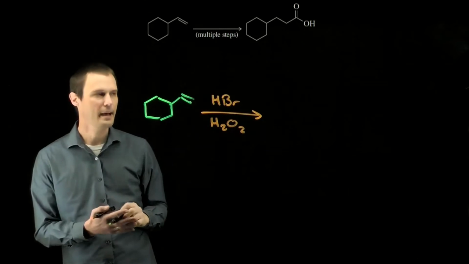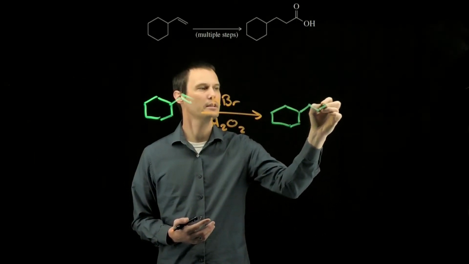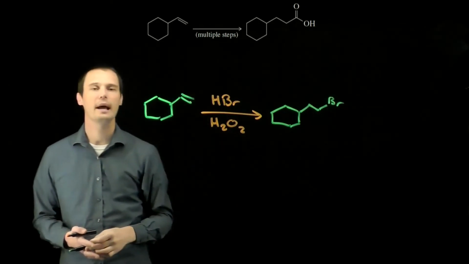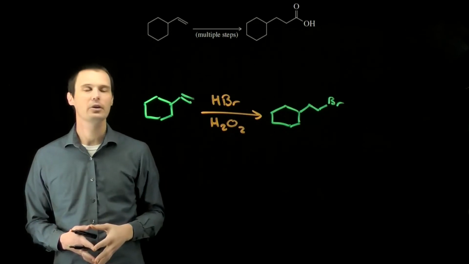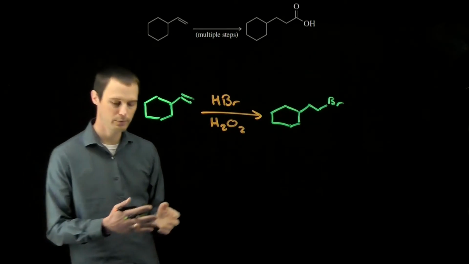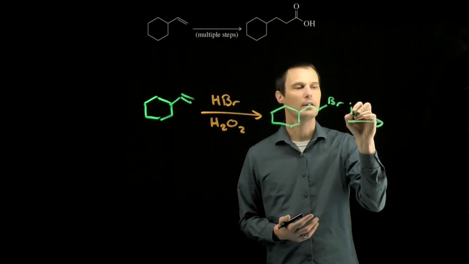That would break the double bond, add hydrogen bromide across the double bond in the anti-Markovnikov regioselectivity, putting the bromine at the least substituted position of this alkene. I now have an alkyl halide that I could react with elemental magnesium to form a Grignard and react with carbon dioxide to form the carboxylic acid.